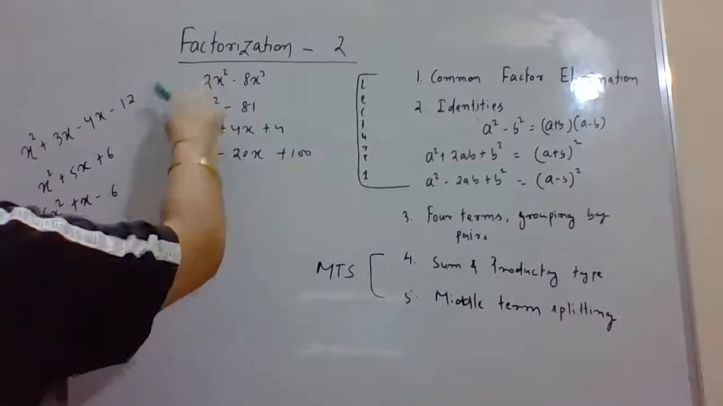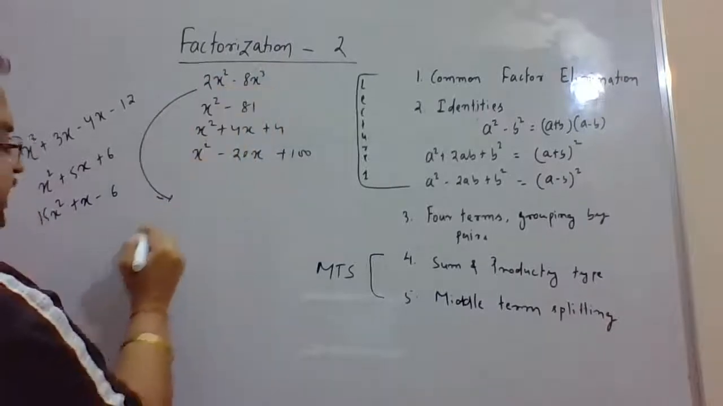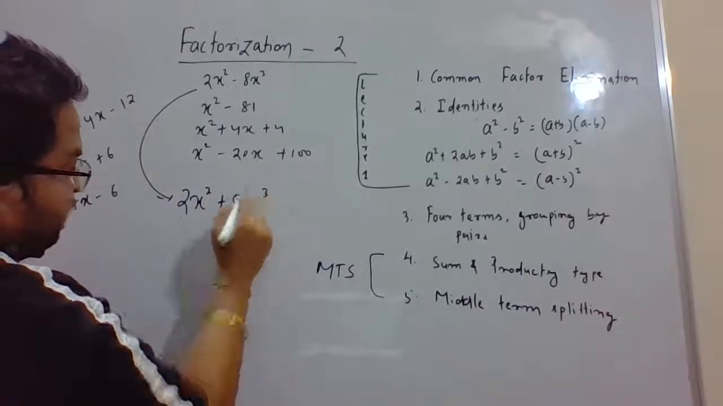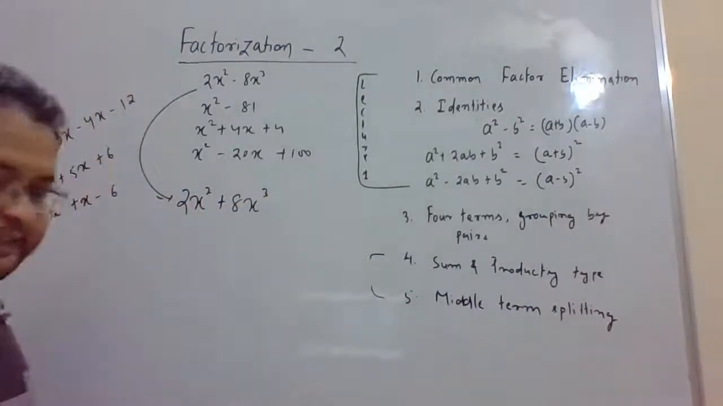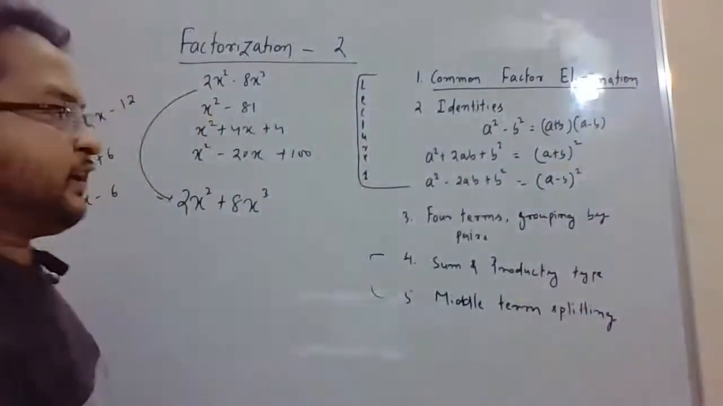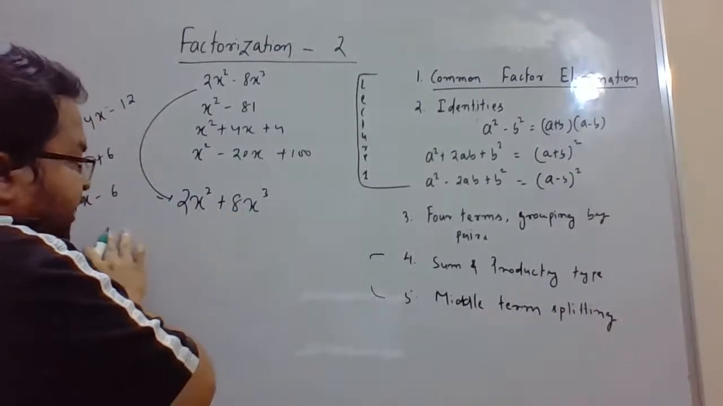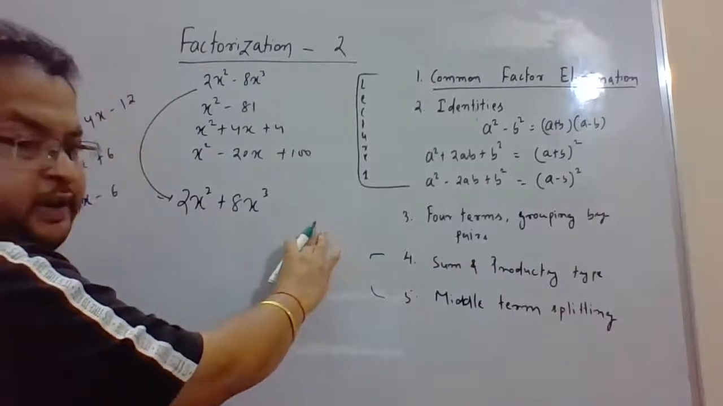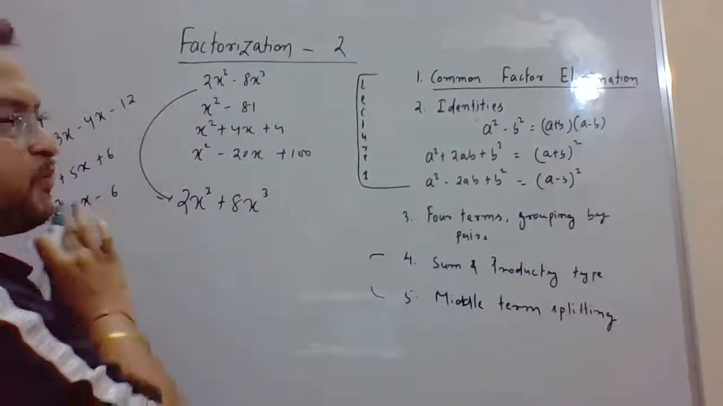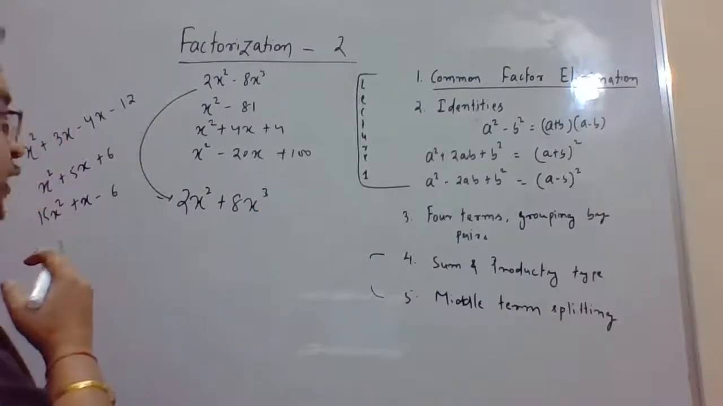Say we are to factorize 2x squared plus 8x cubed. This obviously falls in my common factor elimination technique. This is always step one in factorization. If there is a common term across all the terms in the expression, first look for what is the common term across all the terms, and if there is anything, then eliminate it.